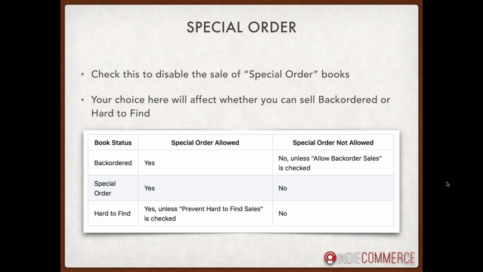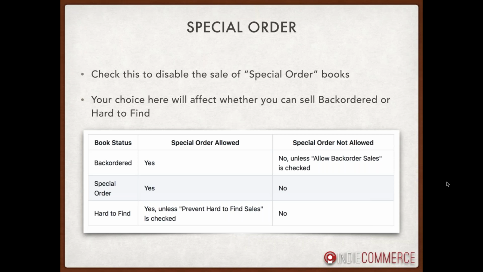Now, here's the thing you may not know about this, and that is that whether you decide to sell special order or not will have an impact on whether you can choose to sell back ordered or hard to find. So this chart here attempts to kind of explain how this works. Historically, we only had one category, special order, and recently we broke it into these two new categories, back ordered and hard to find. So if you allow special order books to be sold, then back ordered books are always available through the site. They're considered a higher, more available category of special order.